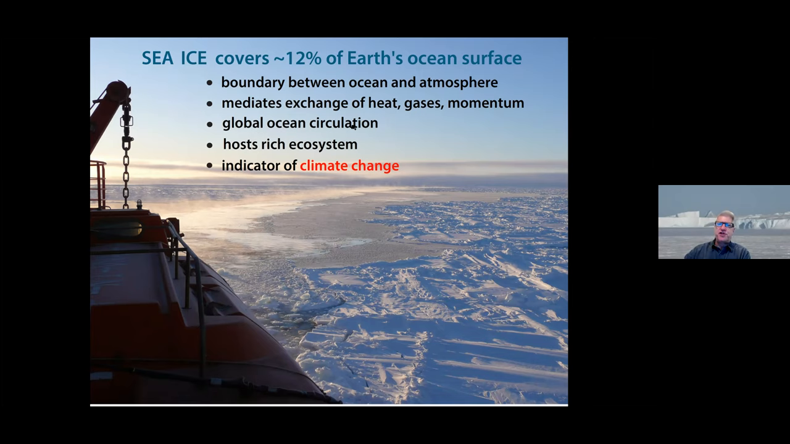Both the freezing and the melting of sea ice play an important role in global ocean circulation, and it's one of the main ways that the polar regions communicate with the rest of the world's ocean system, as well as the climate system. As you'll see, sea ice hosts a very rich ecosystem, from viruses and bacteria and algae all the way up to the top predators, polar bears and leopard seals and killer whales that we all know. And as this very thin frozen boundary layer, a few meters thick, sea ice is a sensitive indicator of our changing climate.